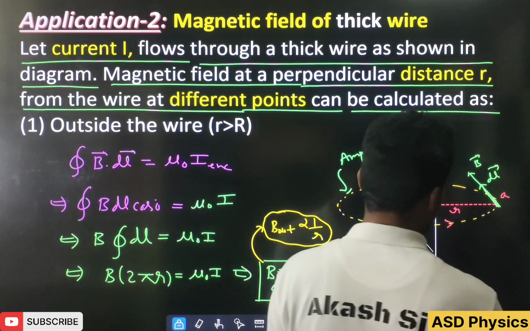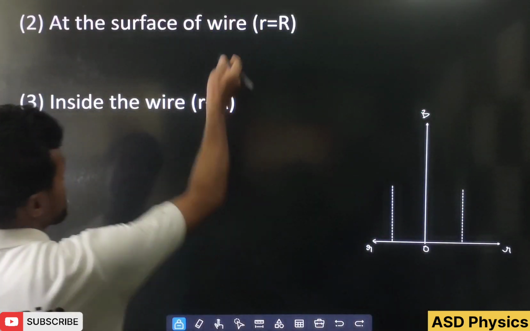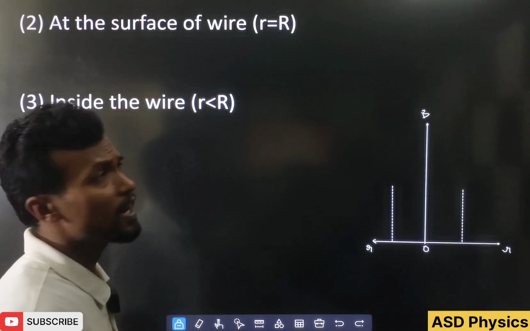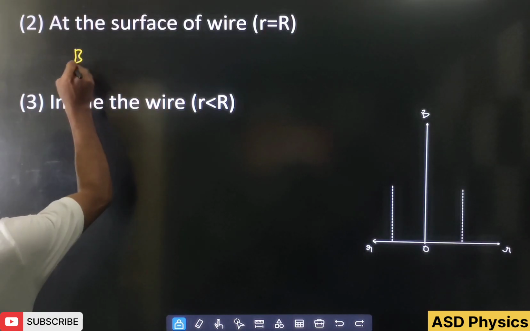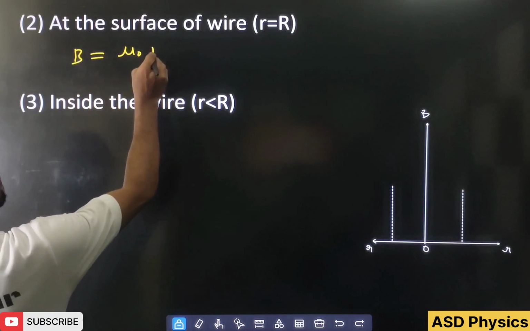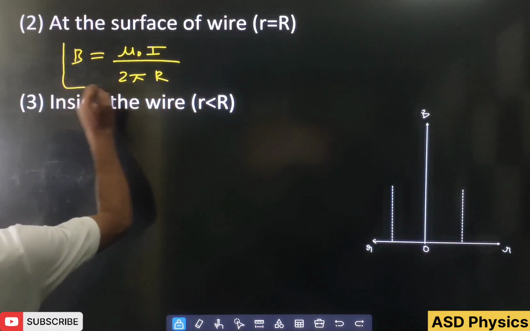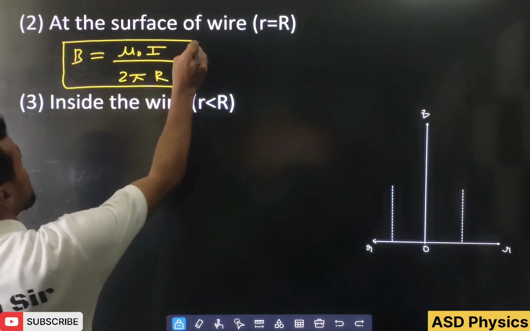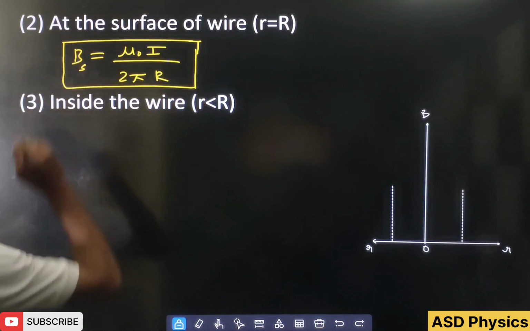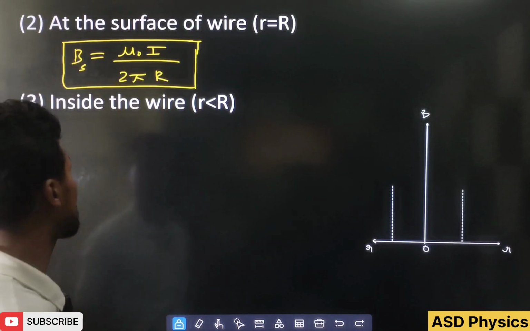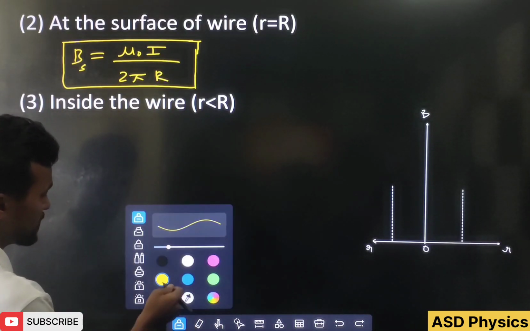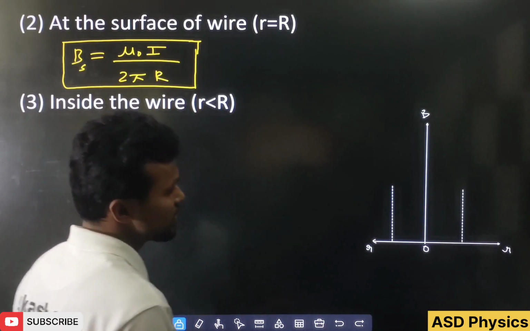Now students, if we talk about the surface, small r will be equal to capital R. The formula is B equal to mu naught I by 2 pi small r, so instead of small r I will write capital R, and directly we get the magnetic field at the surface. This too is okay. But the main story starts when the observation point is inside.